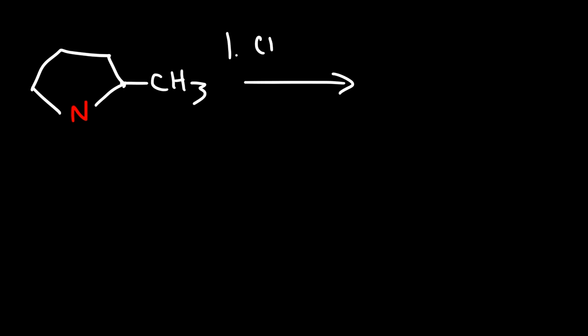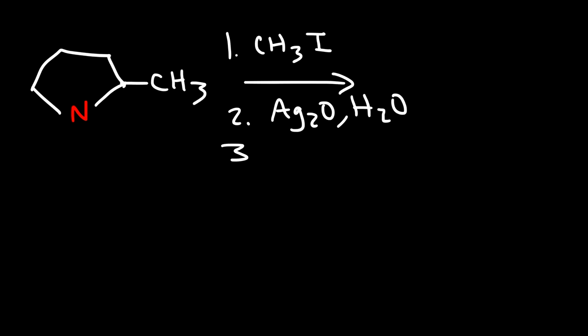Now consider this example. Let's say we have a nitrogen that's inside a ring. What's going to happen if we react it with excess methyl iodide, followed by silver oxide in water, followed by heat? What's going to happen in this reaction?